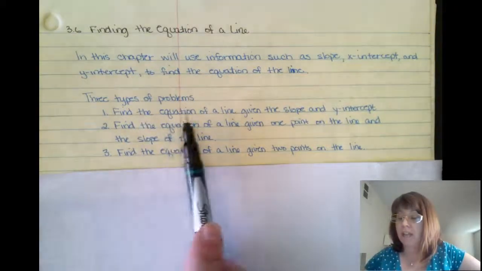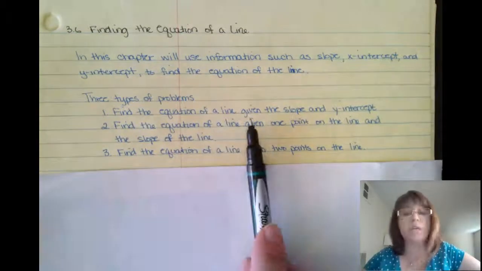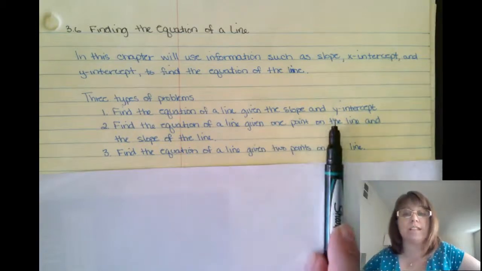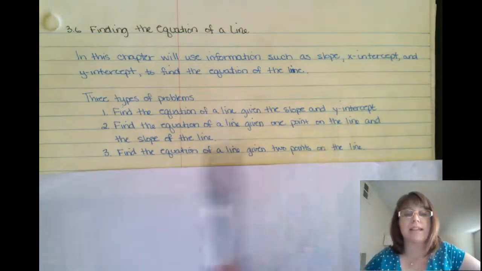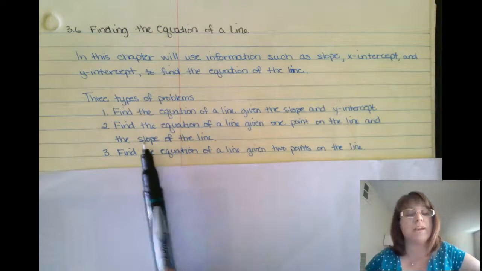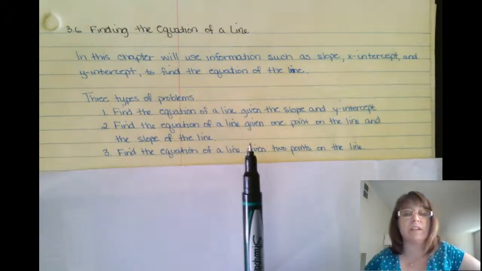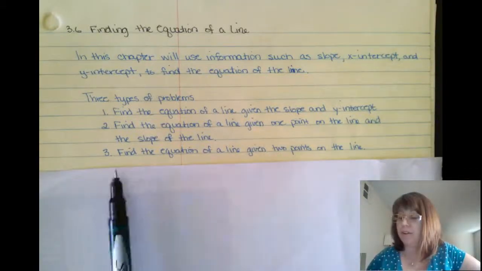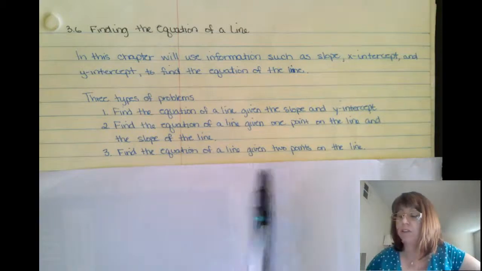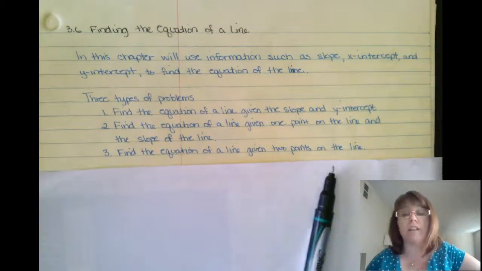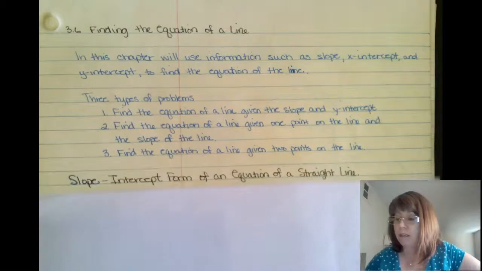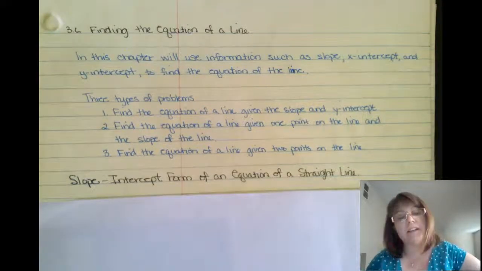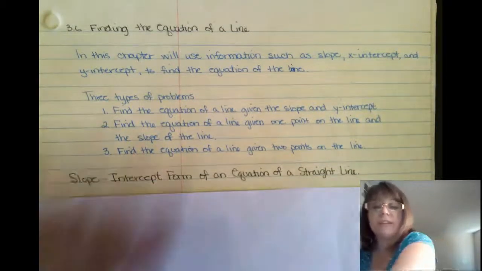We want to find the equation of a line when we're given the slope and the y-intercept. The second type is we want to find the equation of a line and we are given 1 point on the line and the slope of the line. And the third is finding the equation of a line given 2 points that are on the line. So let's take a look at slope-intercept form of the equation of a straight line.